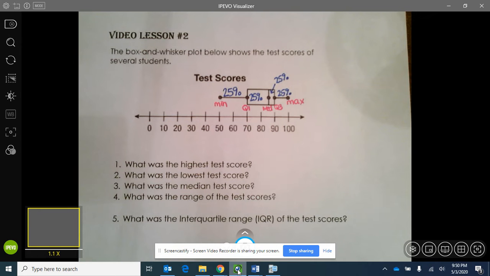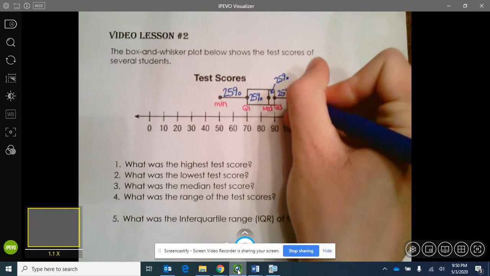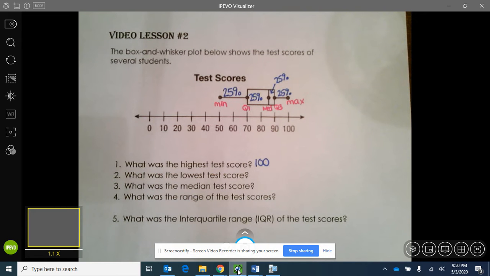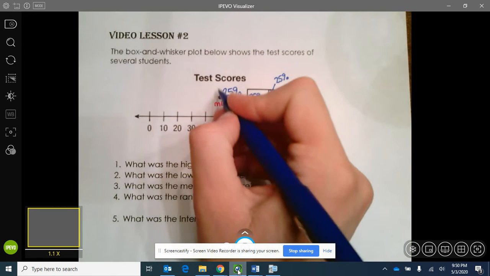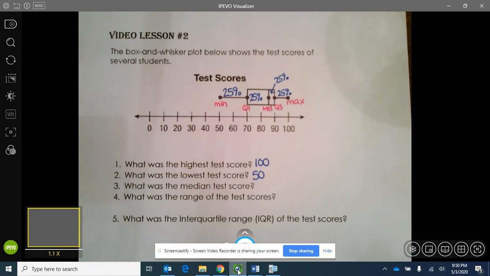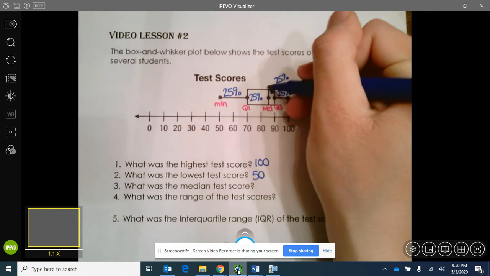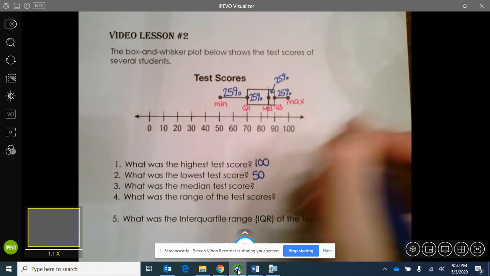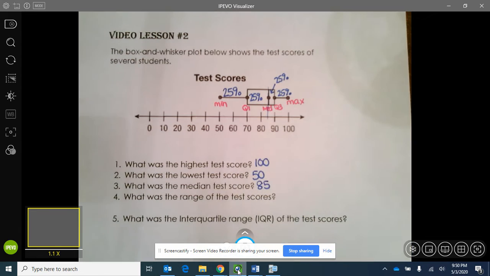What was the highest test score? So your maximum, taking a look there, it looks like it was about 100. What was the lowest test score? So we're looking for our minimum there, which would be 50. What's the median? So your median's this line right here, so it looks to be right between 80 and 90, which would be 85.